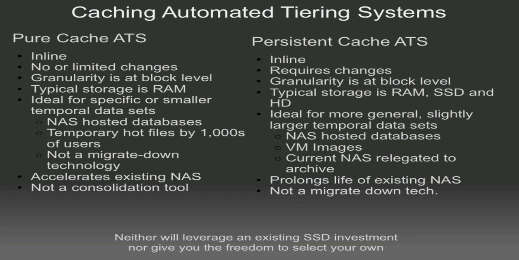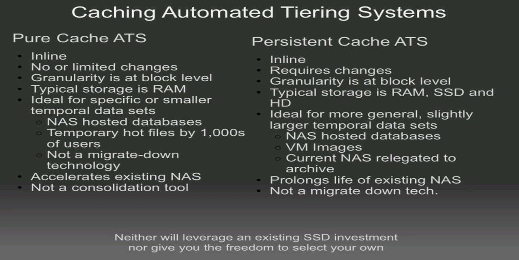Then on the other side is what we call the persistent cache ATS. So this is less temporal, but still temporal to a degree. It's again inline. It does typically require changes to the environment, not a major rehaul, but clearly some mount point changes and things like that. Granularity again is typically at the block level, so subcomponents of files move up and down. And the issue with block level migration is there can be concern over where exactly is my file. So that's something to pay attention to.